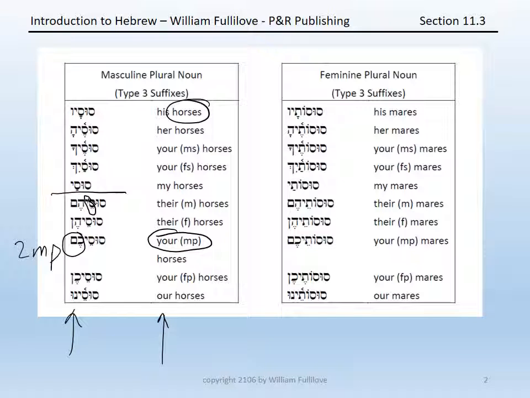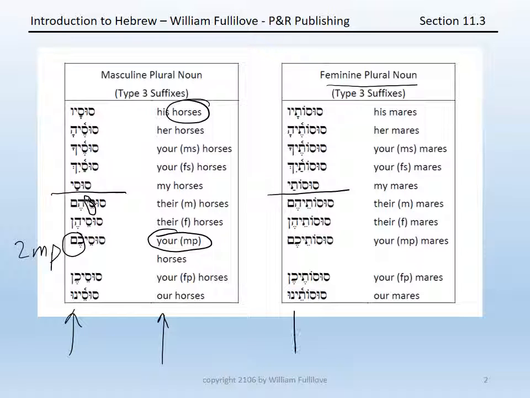When attaching suffixes to the feminine plural noun, we would use susot, the feminine plural construct form, and attach the type 3 suffixes. Susotav, susoteha, susoteka, susotayik, susotai. And then in the plural: susotehem, susotehen, susotekem, susoteken, susotenu.